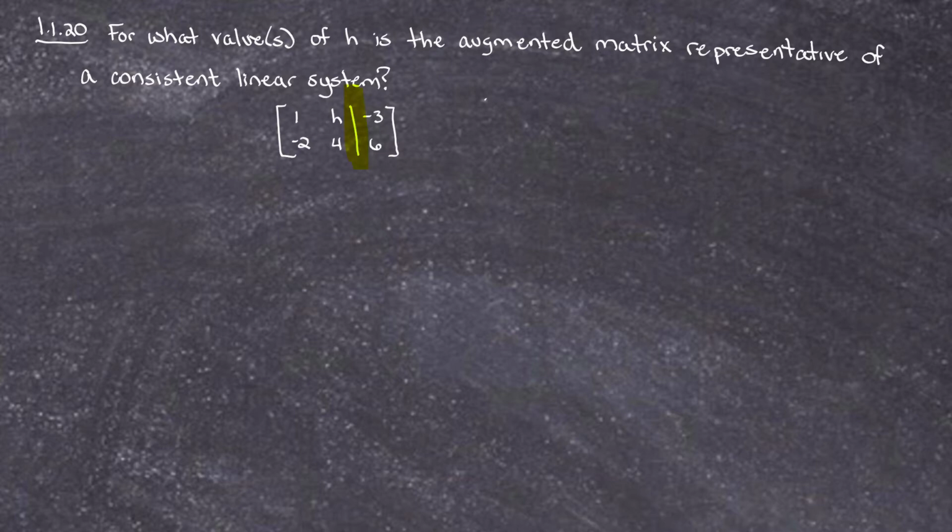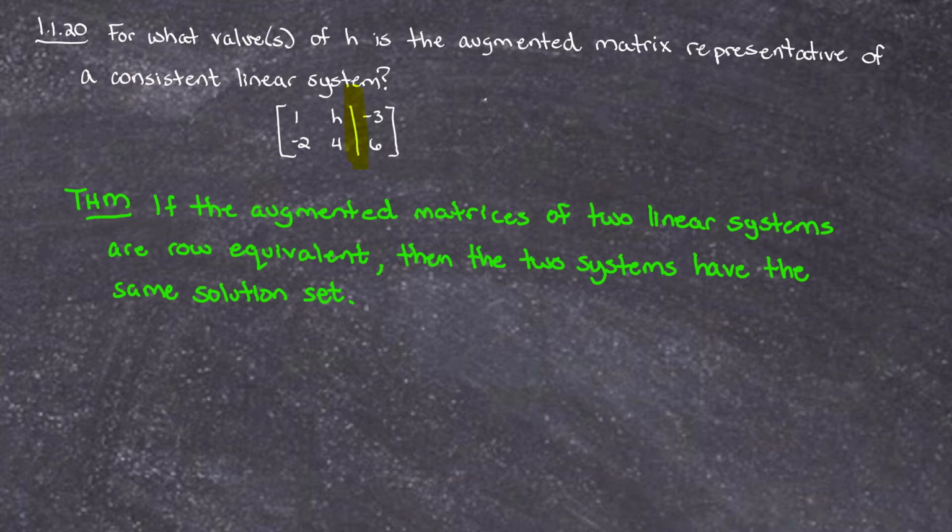To begin this problem, we're going to need to recall a little bit of theory. And that is that if we have the augmented matrices of two linear systems being row equivalent, then the original two systems that those augmented matrices are based upon must have the same solutions. That's actually going to come into play in this problem.